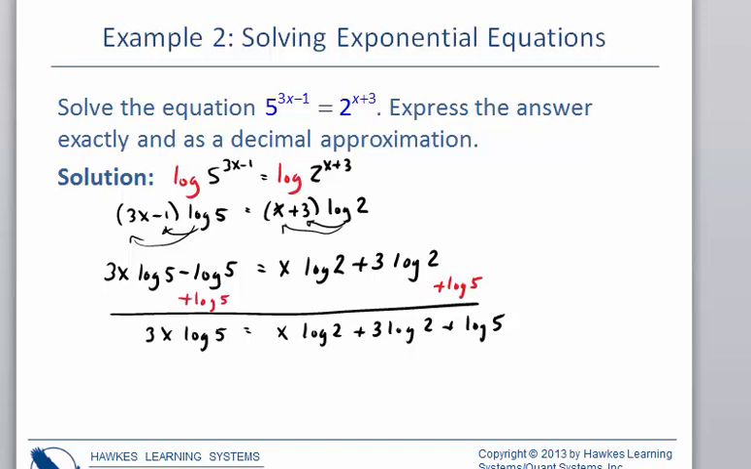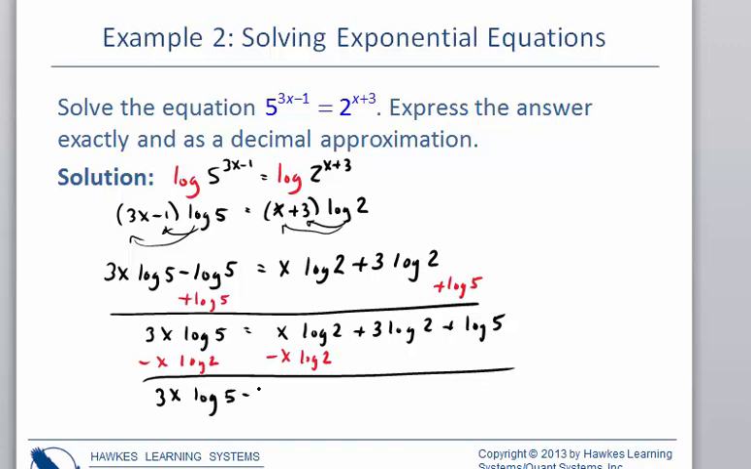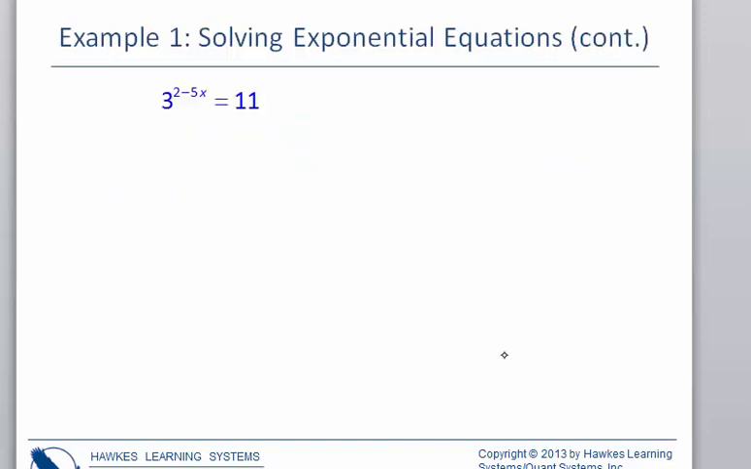All right, remember we're aiming for all the x's to be on the left and all the things that don't have an x to be on the right. So my next step is to subtract this x log 2. All right, so that's going to give me 3x log 5 minus x log 2. None of those are like terms, so I really can't combine them. And then on the right, 3 log 2 plus log 5.